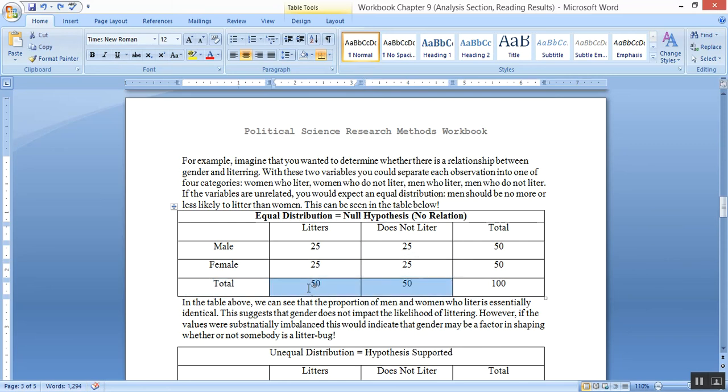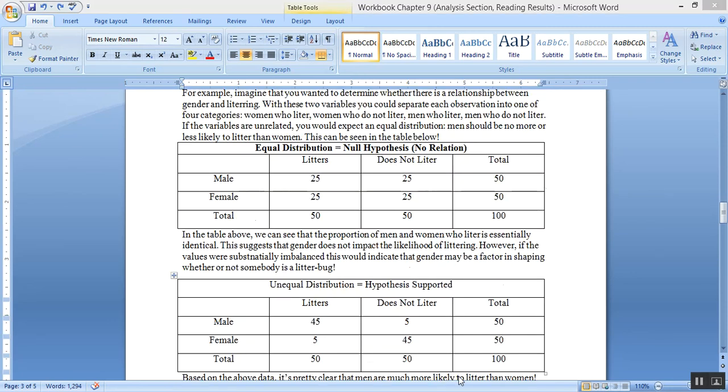Approximately half of the litterers are male, and approximately half of the non-litterers are male. Vice versa, half of those who litter are female, half of those who do not litter are also female. That's a perfectly equal distribution, and if you were to see this, then you would say it's totally random. There's just no relationship between gender and littering, and maybe that's true, maybe it's not. I don't know. That would be an interesting study, I suppose. But this is what a cross-tabulation table looks like, and this would not lend support to your hypothesis.